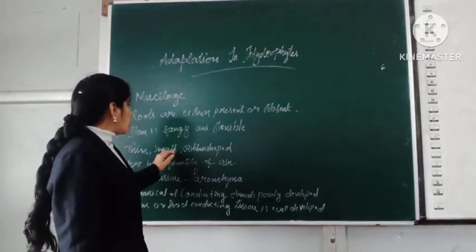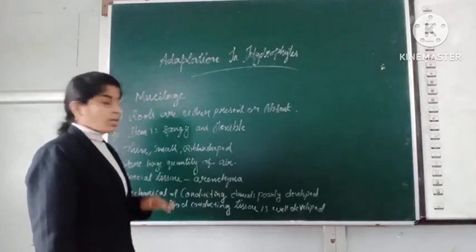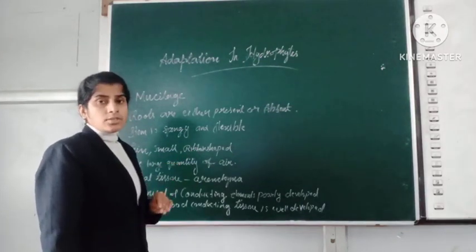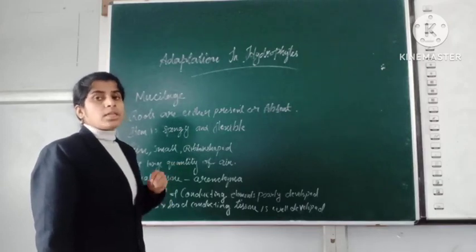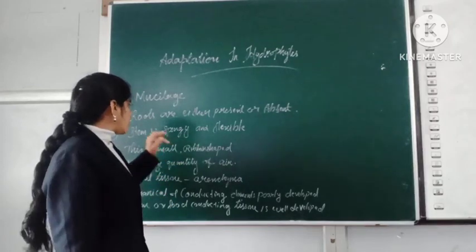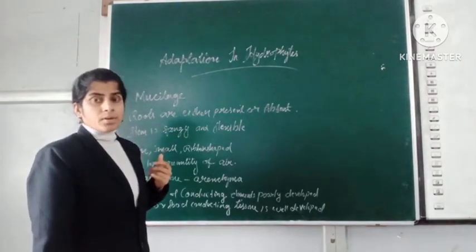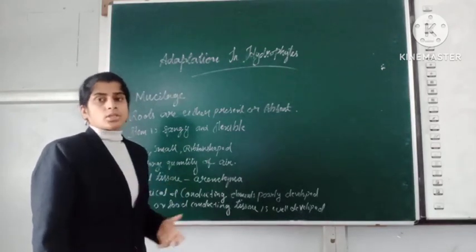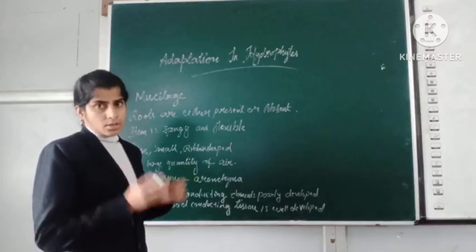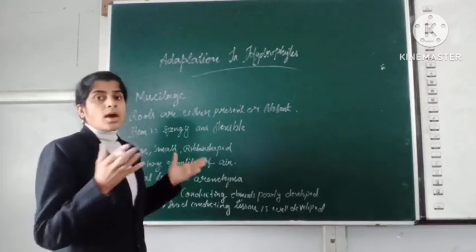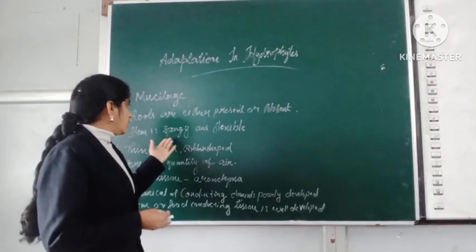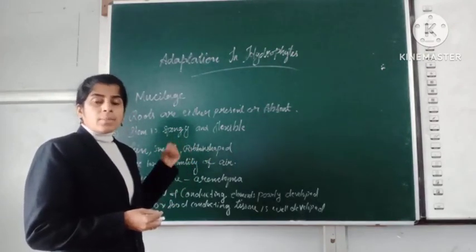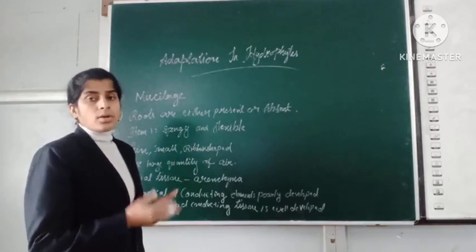Fourth one, thin and small leaves. Submerged plants have thin, small, ribbon-shaped leaves. Such leaves allow water to pass through them with the least resistance. Examples of this type of leaves are Hydrilla, Vallisneria, Utricularia, etc. Some leaves, like Jane water lily and lotus, are comparatively large leaves.